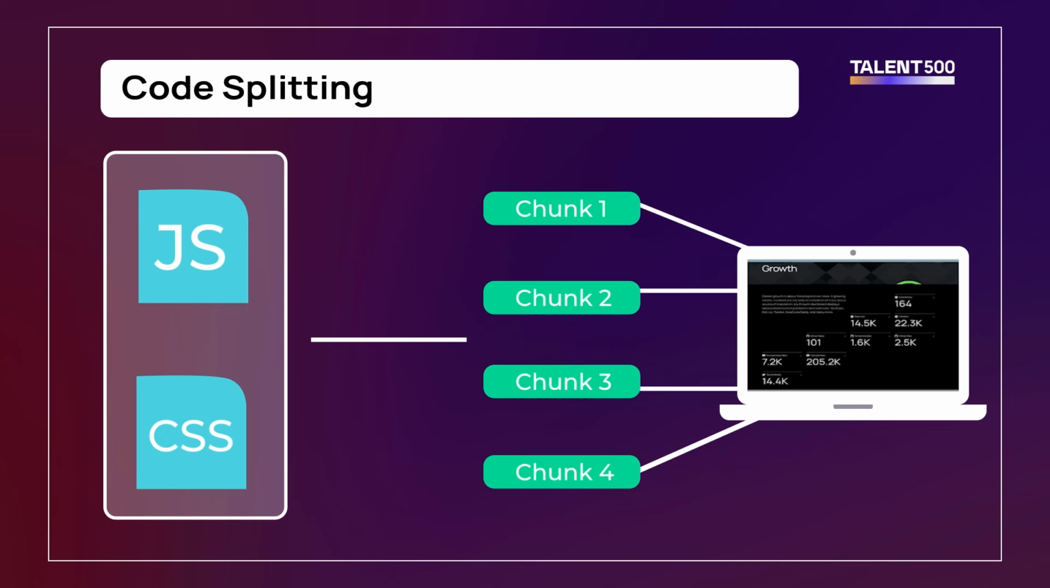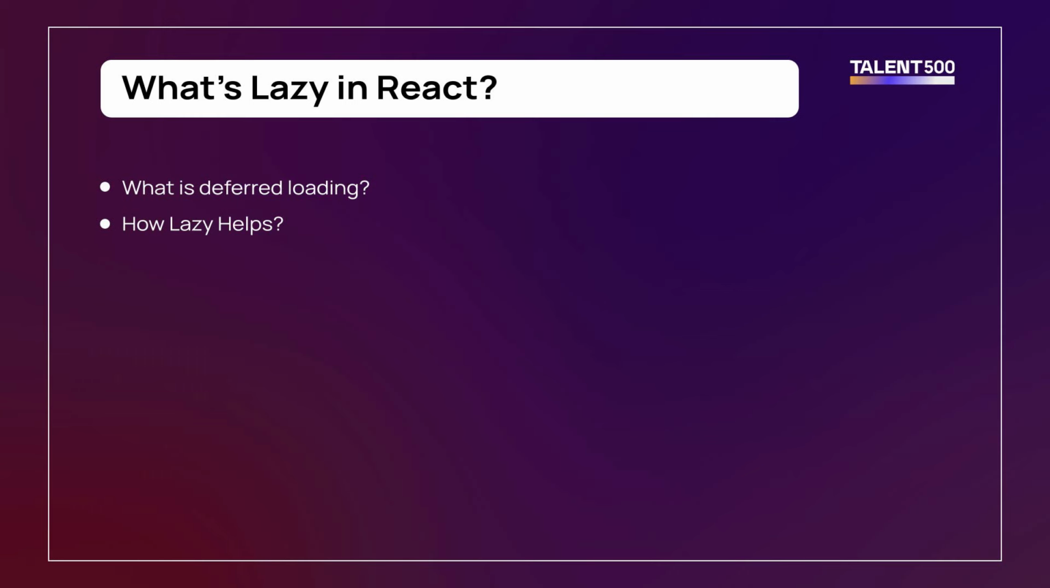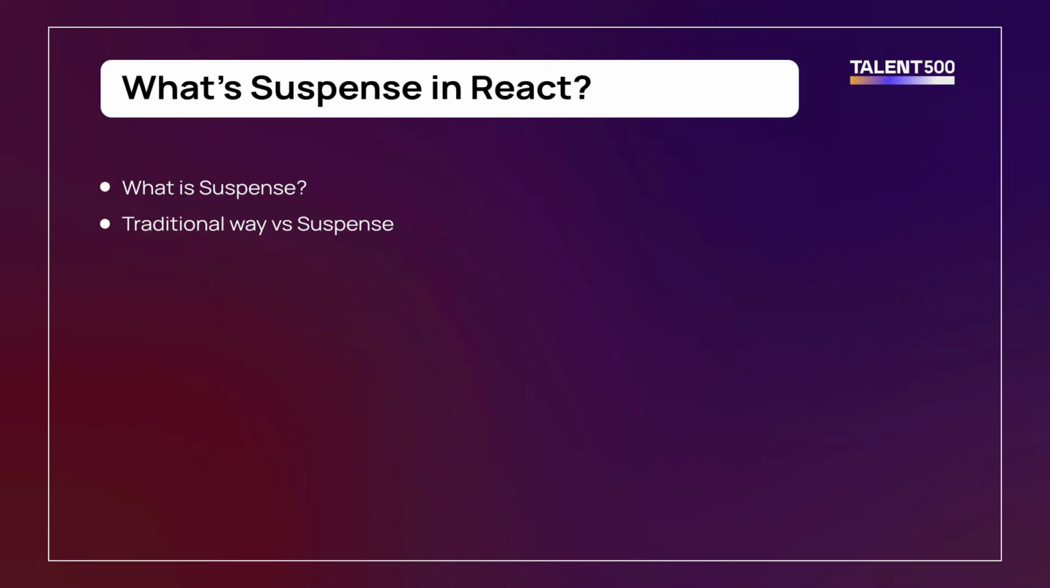Now we'll be moving on to the next question, where we will learn about lazy. What's lazy in React? As you already know about code splitting, I think understanding lazy will be much quicker and faster. Along with that, we'll also take the other question, which is about suspense. Lazy and suspense go together: first is lazy, then suspense.